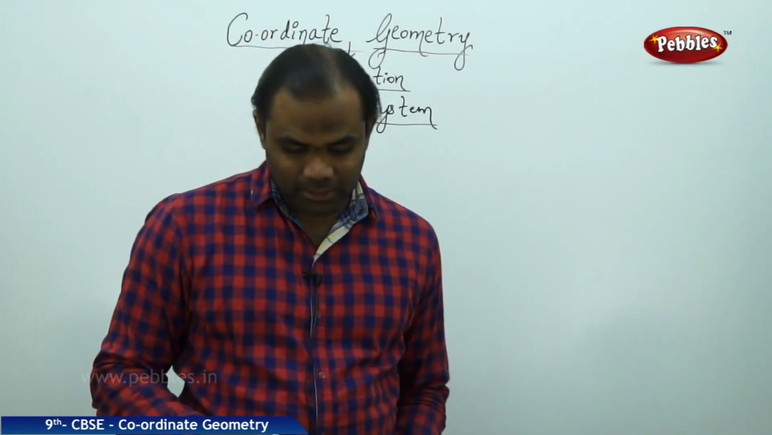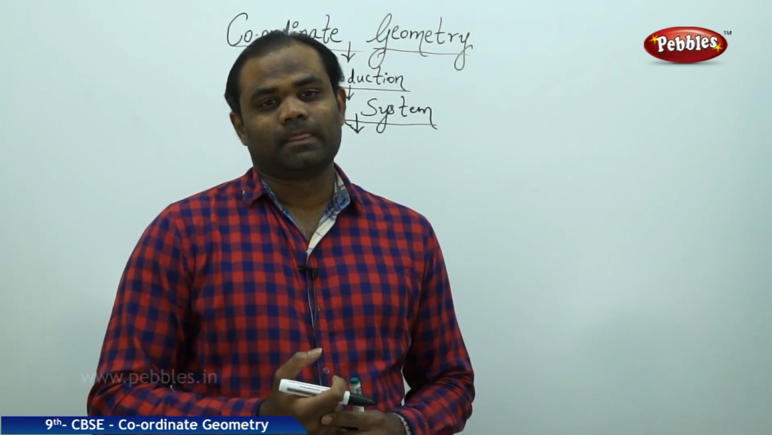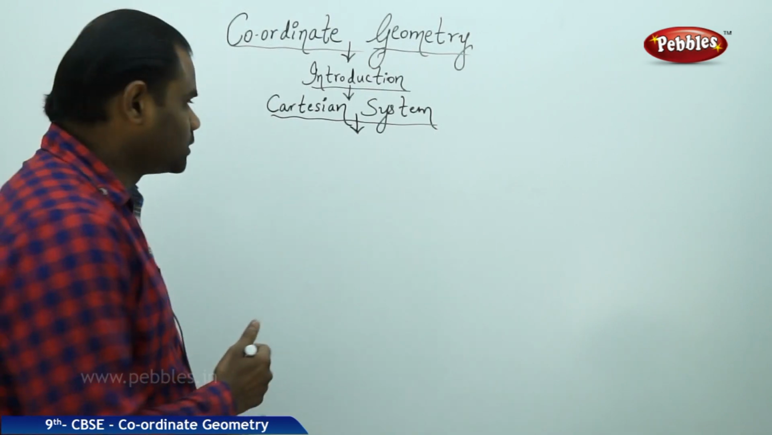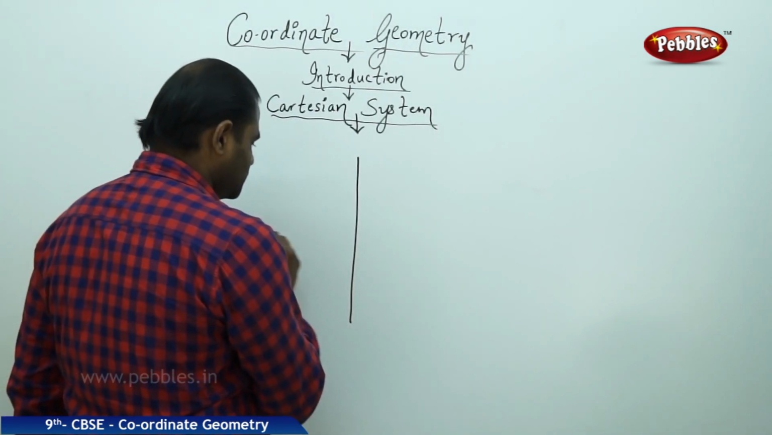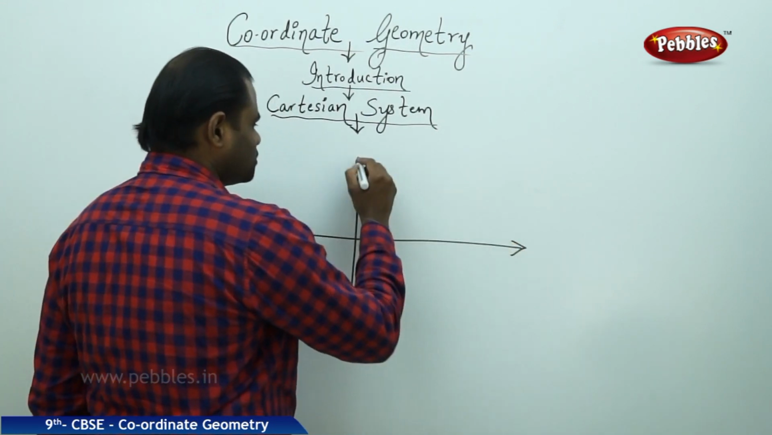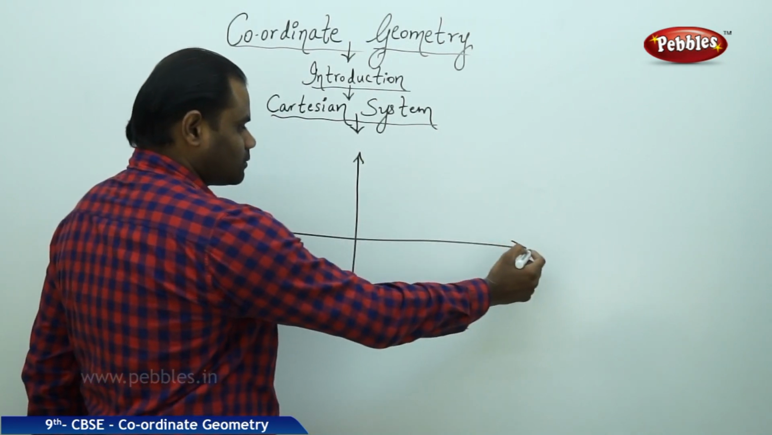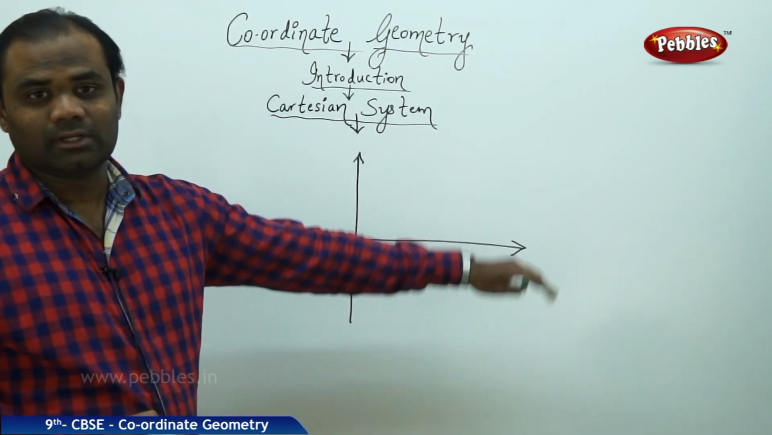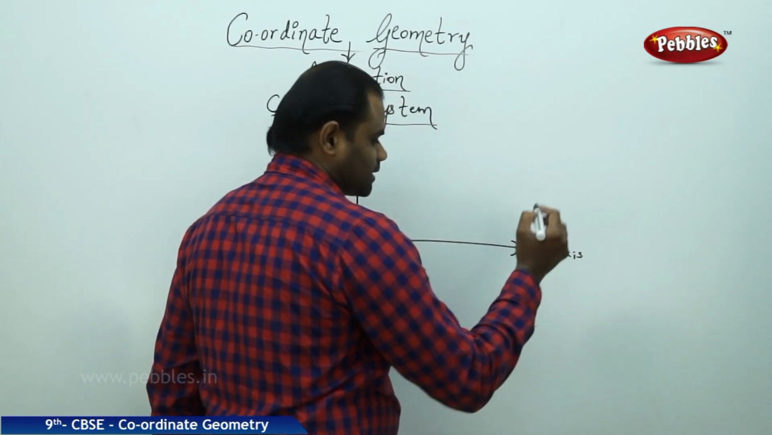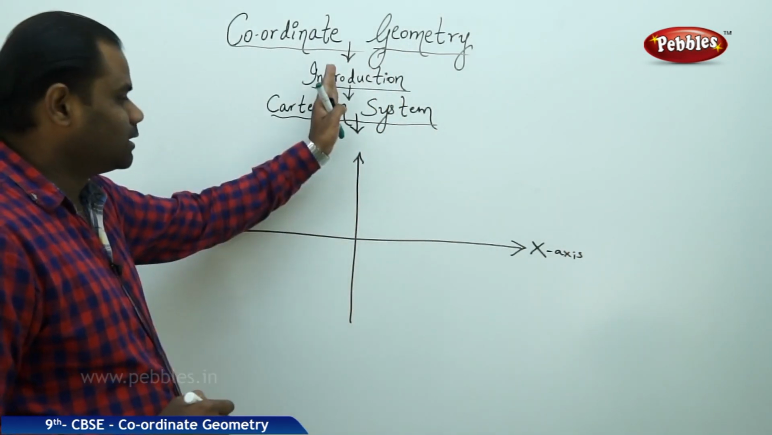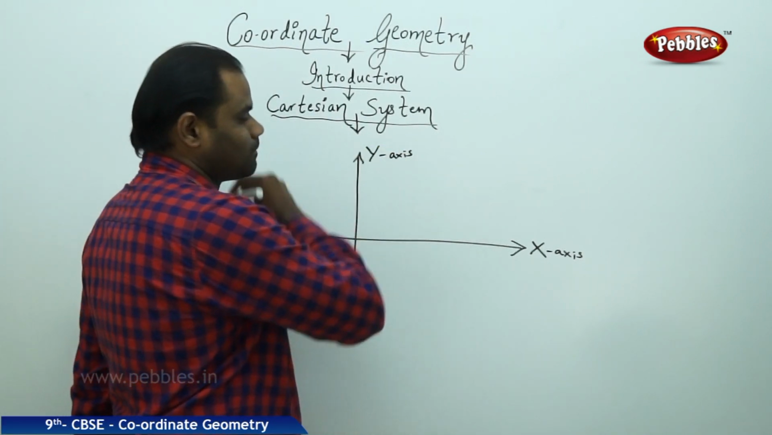Let's see the Cartesian system. What is the Cartesian system? The Cartesian system deals with two lines initially being perpendicular. First, I have two lines which are assumed to be perpendicular to each other, cutting at 90 degrees. I take the horizontal line denoted by x, called the x-axis, and the vertical line assumed to be called y, or the y-axis.